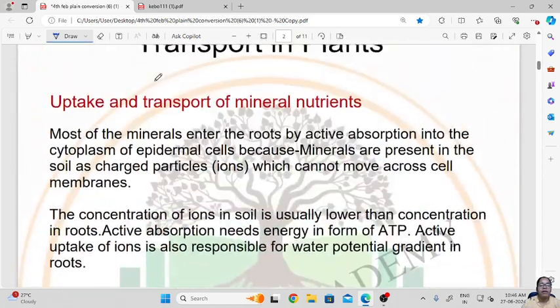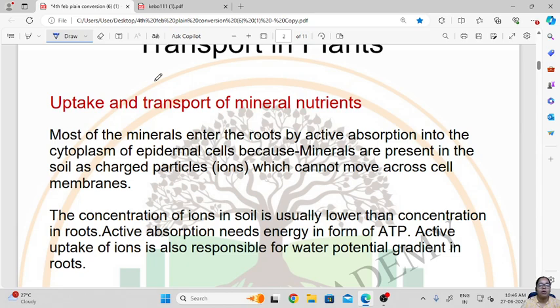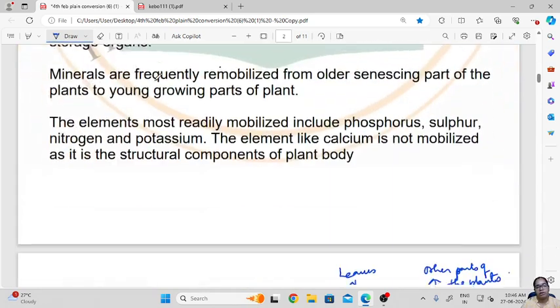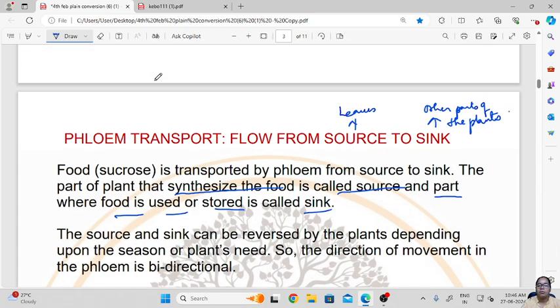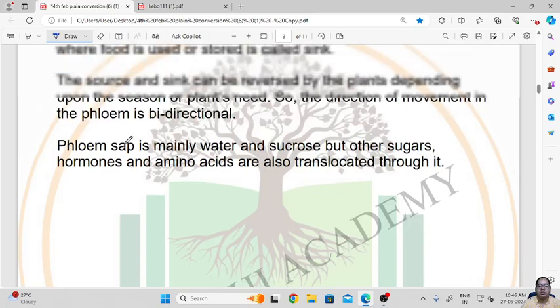So today what we have learned is uptake and transport of the mineral nutrients through xylem tissue, then phloem transport, that is translocation of the sucrose from the source to the sink, and how this translocation happens through the mass flow hypothesis.